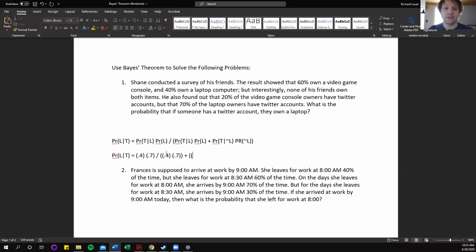In this case, then, the probability of not having a laptop is going to be equal to the probability of having a video game console, and that's going to be 0.6. All right. And now we need to know the probability of having a Twitter account if you do not own a laptop, or if you own a video game console. And that's going to be 20%. Right? So in this case, then, you take each of these and you just do the math.